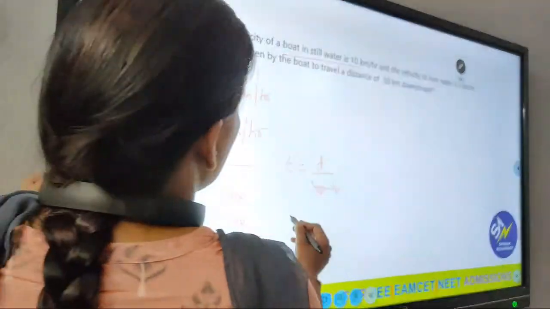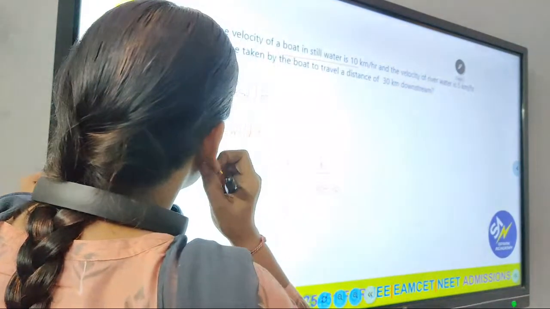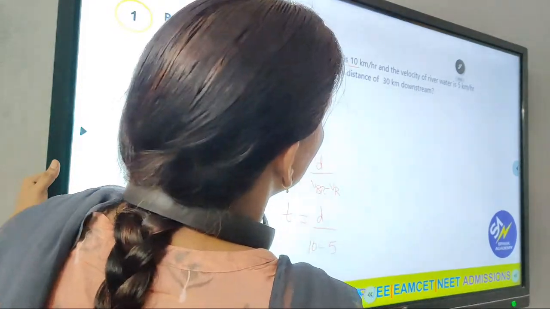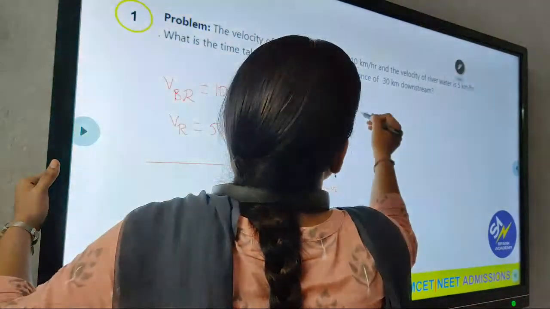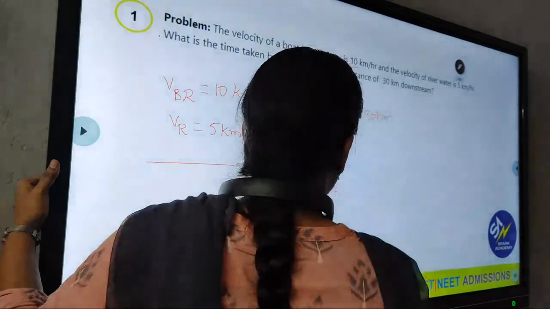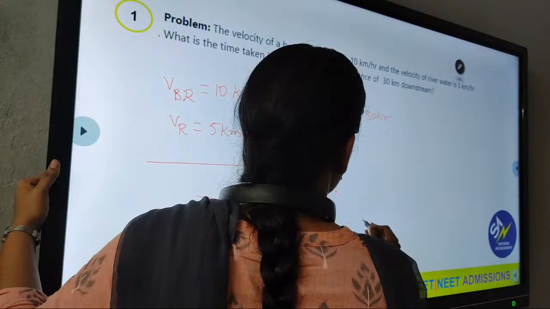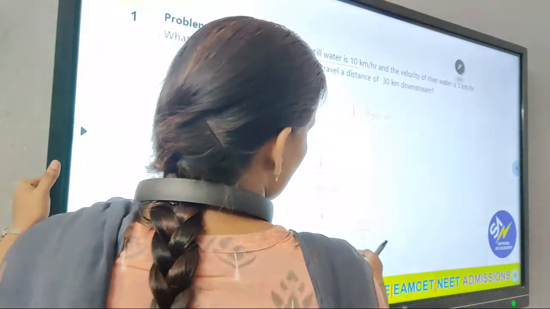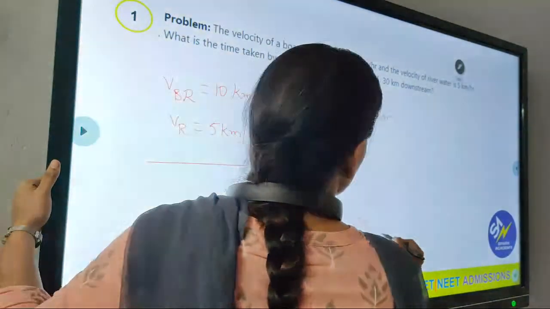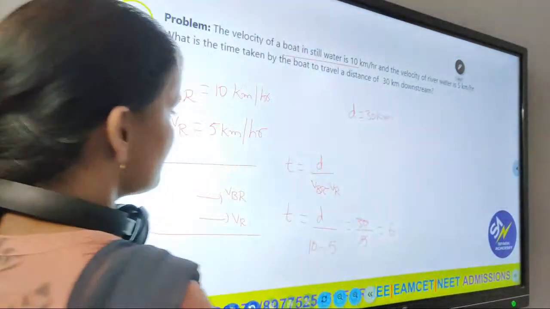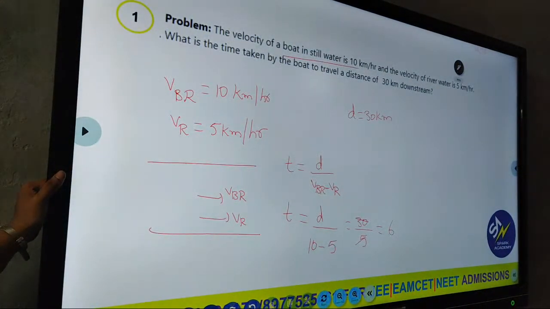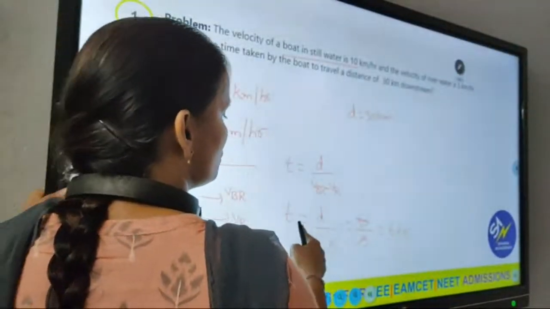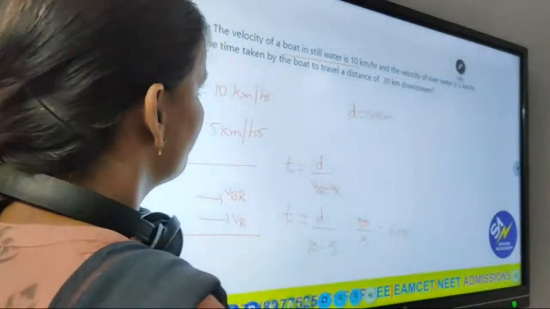The distance travelled by 10 minus 5. Distance is given as 30 kilometers. So substitute that, 30 by 5. So 10 minus 5 is equal to 5 here. So we can write it as 6 in hours. We substituted kilometer per hour, so the time we get is in hours.